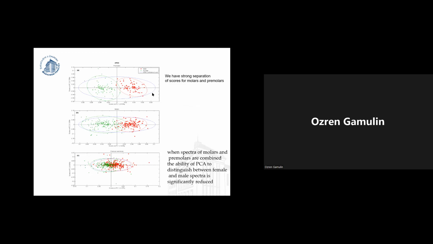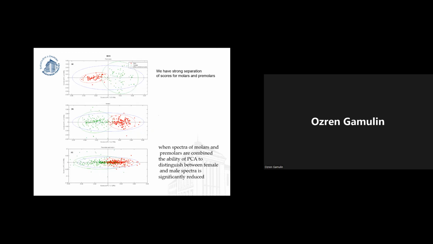First, we analyzed the capability of distinction between the 2 genders by spectra recorded at the apex tooth site, and we see that when they are recorded at premolars, we have a good separation, and similar separation we have at the molars. But when we mix them together, the capability of differentiation between genders is significantly reduced.